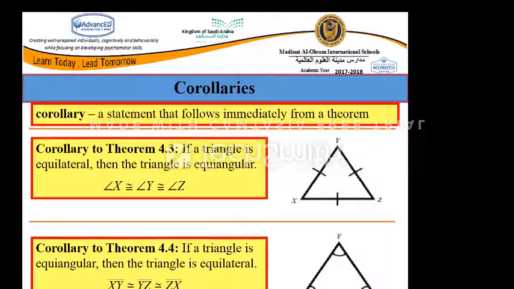The second corollary: if the triangle is equiangular, that means three angles are equal, then this triangle is equilateral. Three sides are equal.